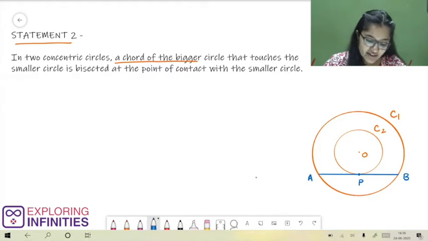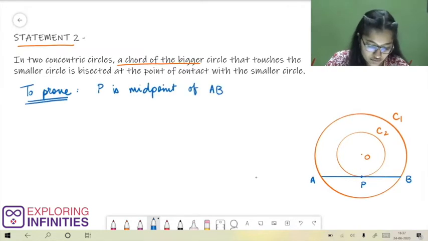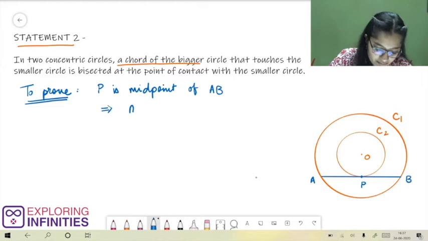So this chord is bisected at the point of contact with the smaller circle. That means P is the midpoint of chord AB. So in order to prove statement 2, we have to prove that AP is equal to PB. Let us write down what we need to prove. To prove P is midpoint of AB, that implies AP is equal to PB.